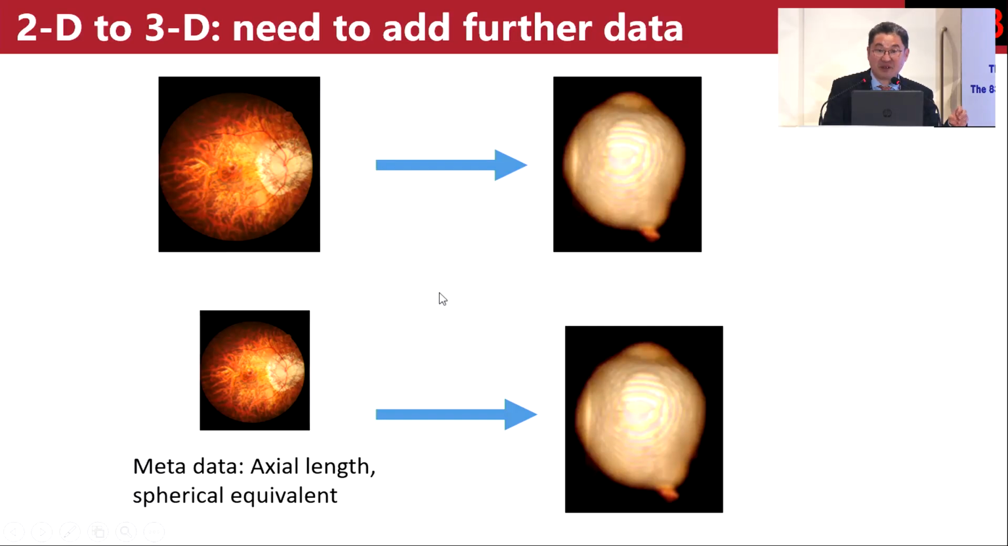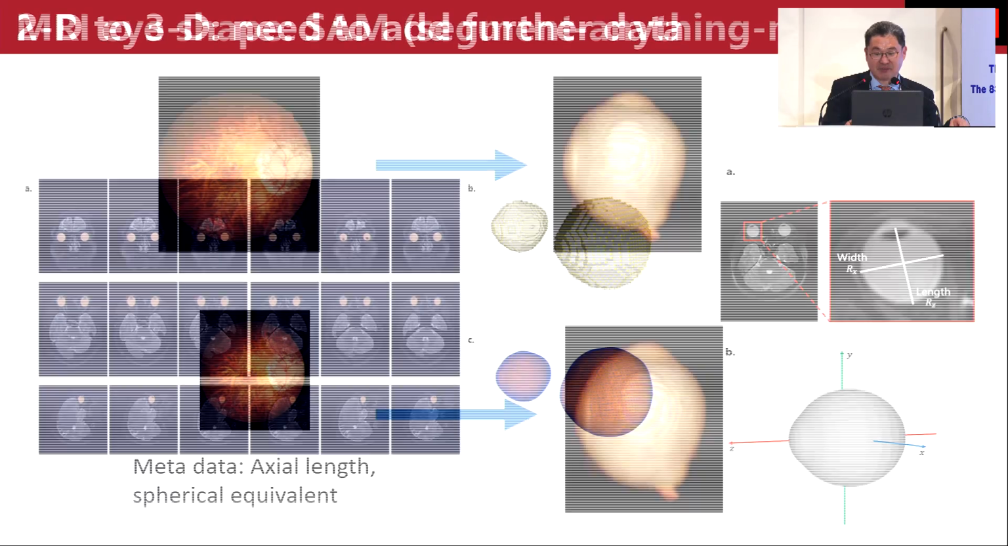But it might be possible if you add more information, what we call multi-modality data, for example the metadata. If you tell the AI what the axial length or the spherical equivalent is, combining the fundus photo with the metadata, we might be able to generate the MRI ocular shape image.